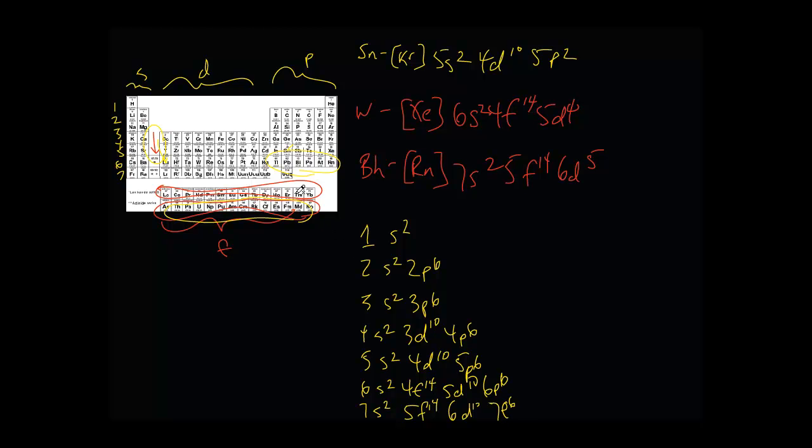And that would be potentially the last one for the last period, which hasn't been discovered yet. So that would be the order of filling as you go along, and that's going to help you write each individual electron configuration for each element.